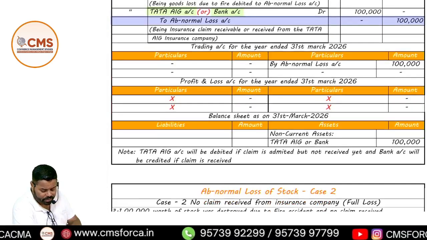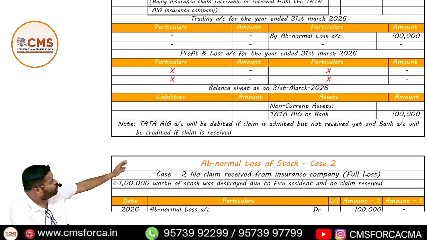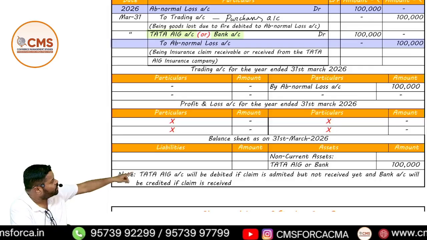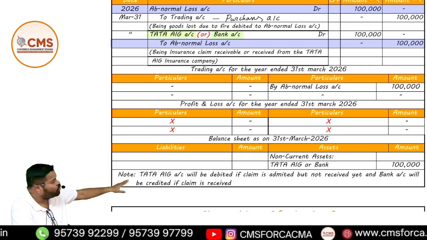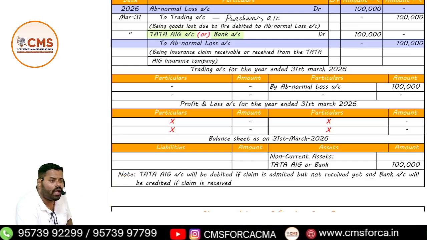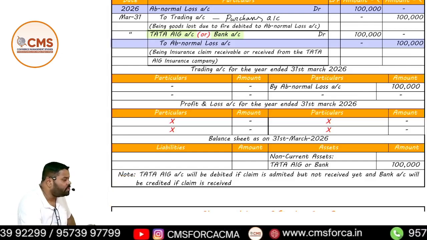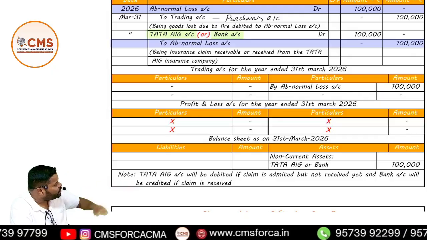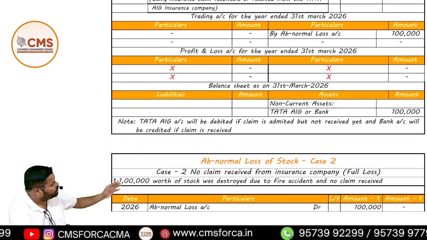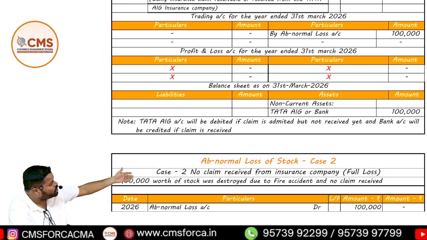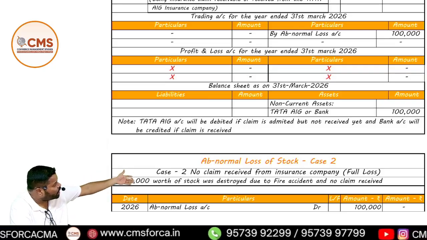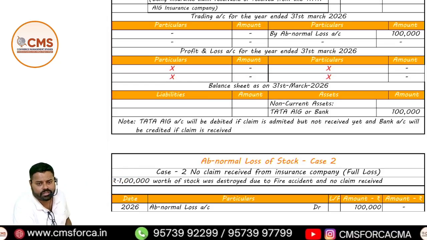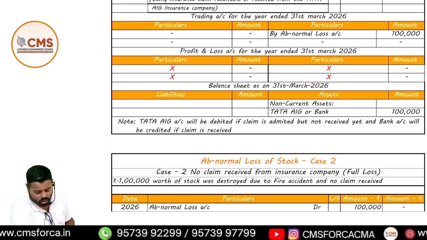And where do we write it? This is a two-way adjustment. Look at your trading account credit side by abnormal loss. If I post the first entry, we'll get it as by abnormal loss. Nothing will go into your profit and loss account. Why? Did you sustain any loss because of this accident? No, we got the full amount from the insurance company. So where do I write the balance amount 1 lakh there? It should be a current asset, not a non-current asset. Tata AIG account or bank account will be shown in your balance sheet on the asset side. This is case 1. All of you are okay with it?